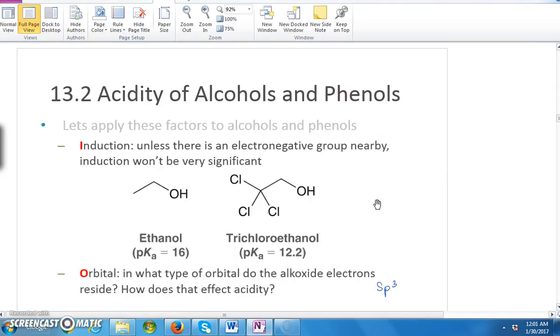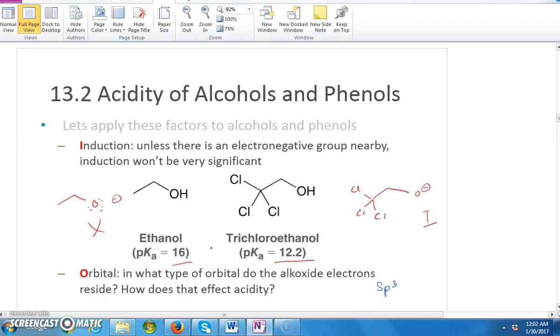We also know about induction. You can see that if you consider the conjugate base of the ethanol versus the conjugate base of the trichloroethanol, you will see that this is stabilized by induction, while this is not. As a result, the trichloroethanol is way more acidic than the ethanol itself.